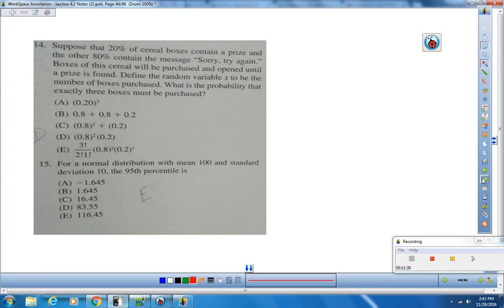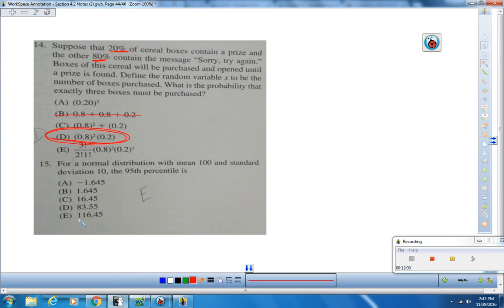Okay, what's the probability that exactly 3 boxes must be purchased? So you're going to buy until you find a prize. So it means on the first 2 you won't find a prize, and on the third one you will. So this is geometric. First 2 are failures, and the third one's a success. Don't make the mistake of putting B here. That's addition. We don't do addition there.